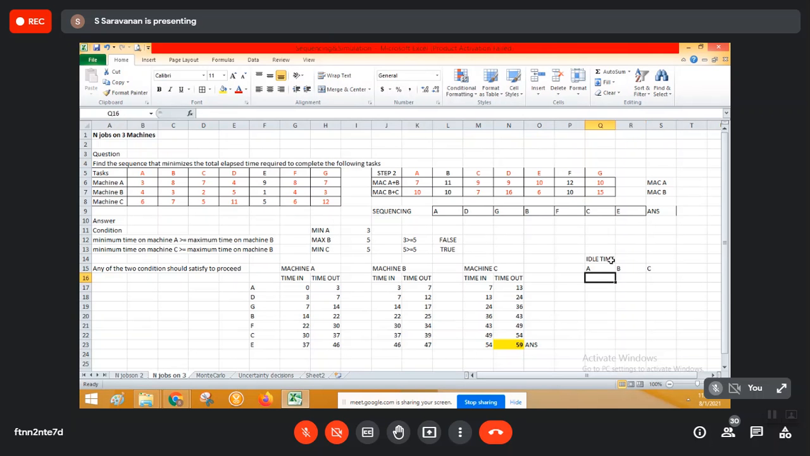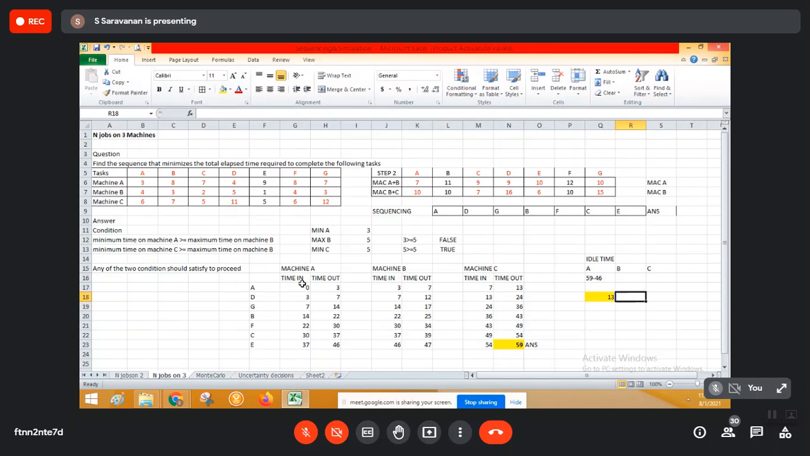For machine A, what is the idle time? Total minus the time that machine A has taken to complete the last activity. So 59 minus 46. The answer is 13. So the idle time of machine A is 13.